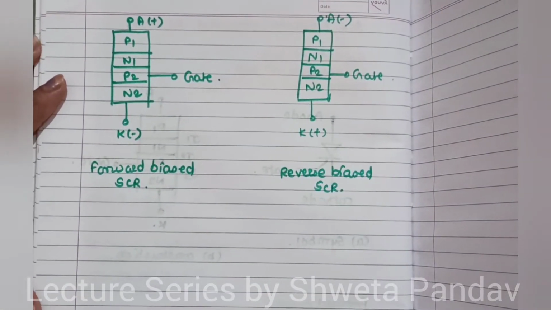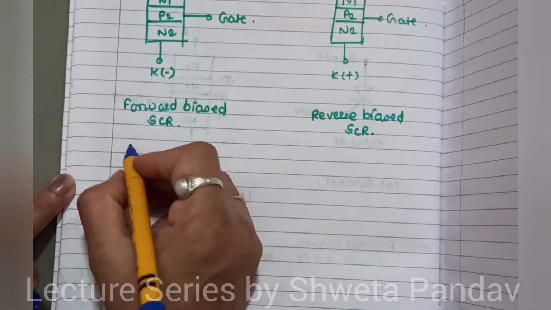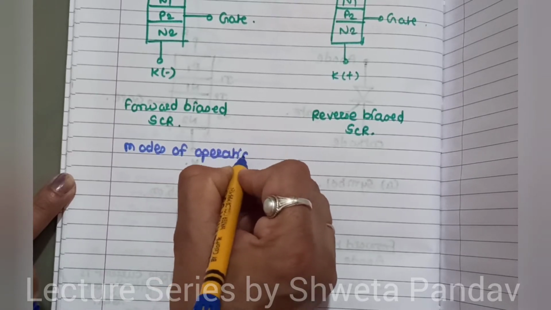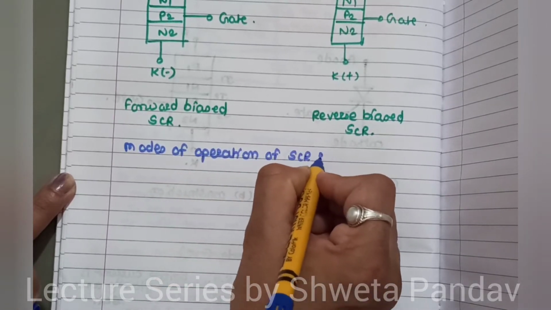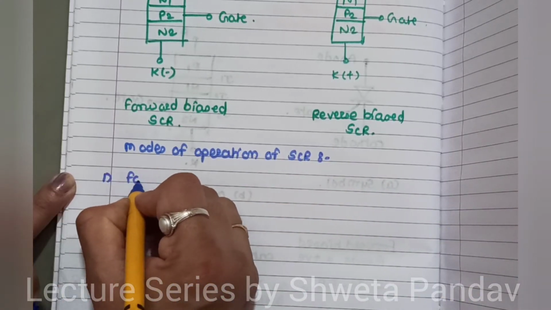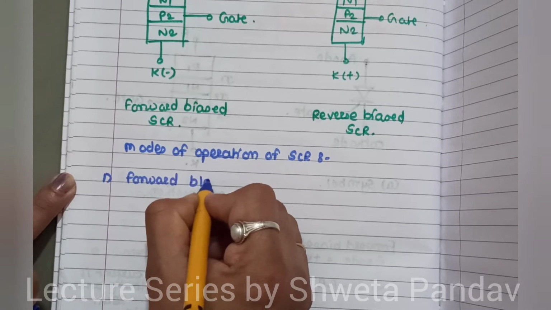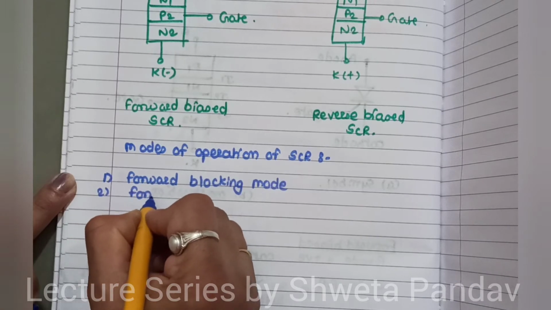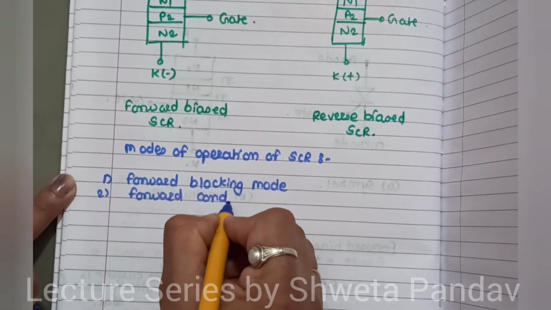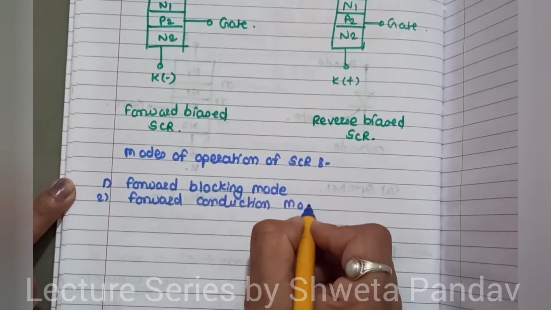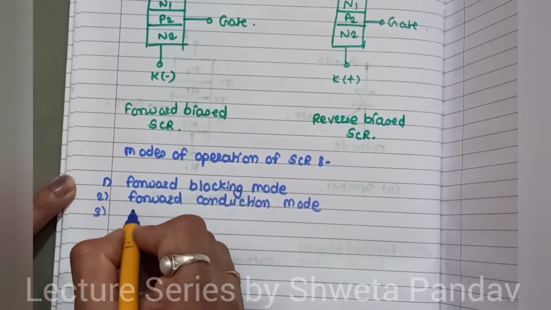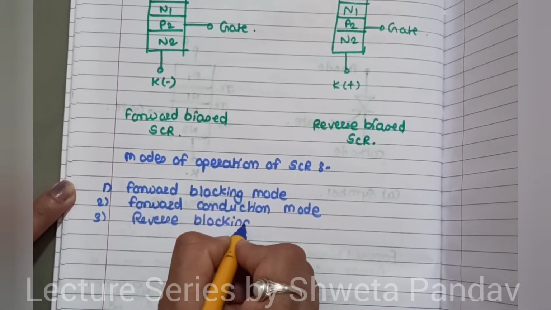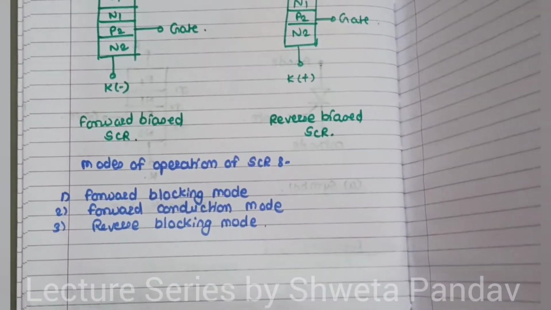Now let us see the modes of operation of SCR. SCR basically operates in three different modes. First one is forward blocking mode. Second one is forward conduction mode. And third one is reverse blocking mode.